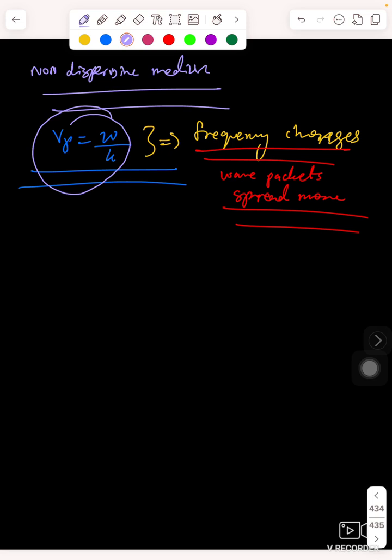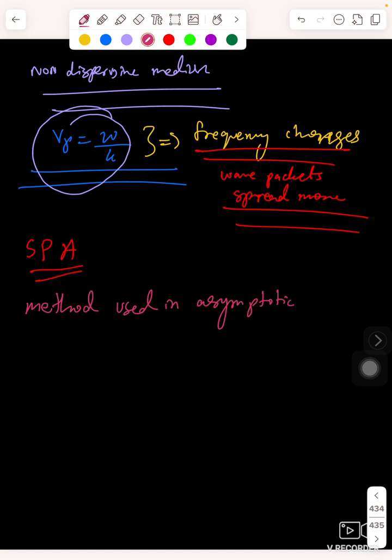Now, SPA, I'll just name it in short form so I don't have to write the full thing. The stationary phase approximation is a method used in asymptotic analysis.